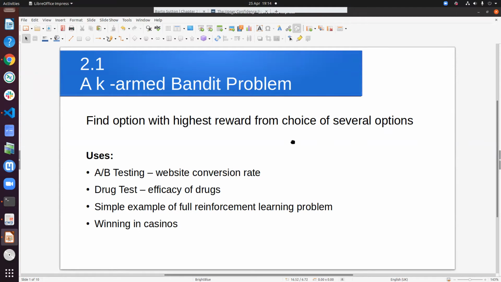Similarly, in drug testing, when you've got a new drug to put on the market, or several drugs, you don't know which version is the best. So you want to monitor the effect of it. So you would have it for whether the patient lives or dies. So I've actually got an example of that here.